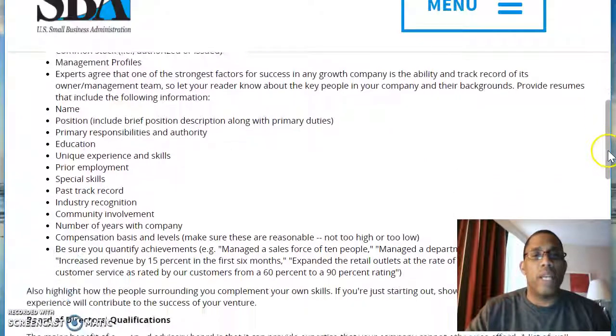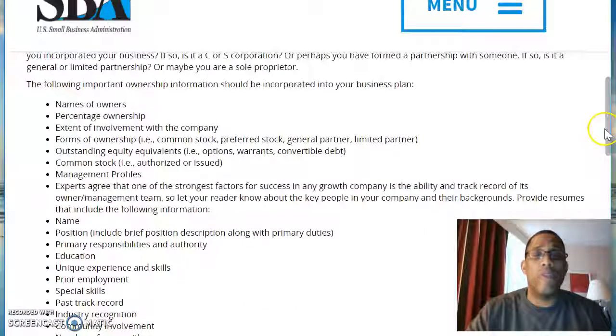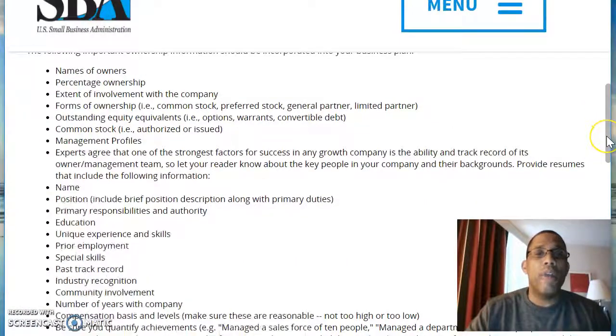These are the things that should be inside the document, because a reader or an investor is going to want to know the names of the owners, the percentages, how involved you're going to be in the company, and what type of ownership the owners will have. Stock, preferred stock, general partnership, limited partnership. Are there any equity issues?